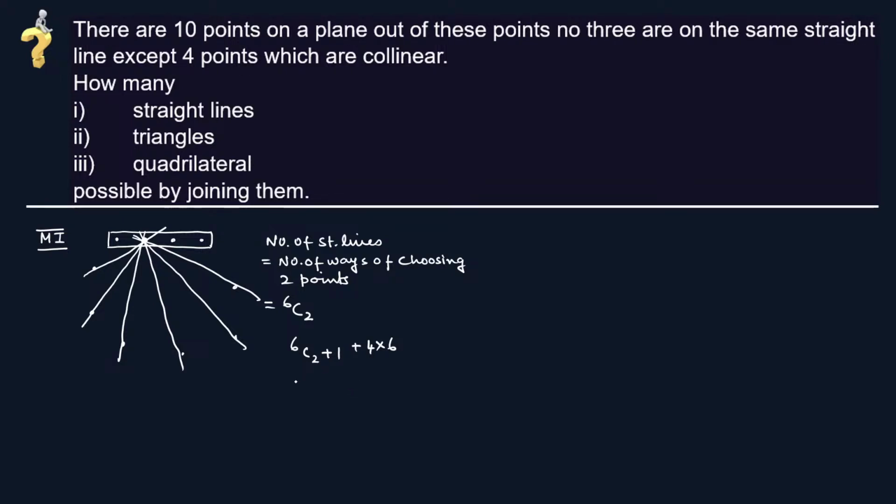Is it clear? Therefore, our answer will be 6 into 5 divided by 2 plus 1 plus 24. So it is 15 plus 1 plus 24. So that gives us 40. Is it clear to all?